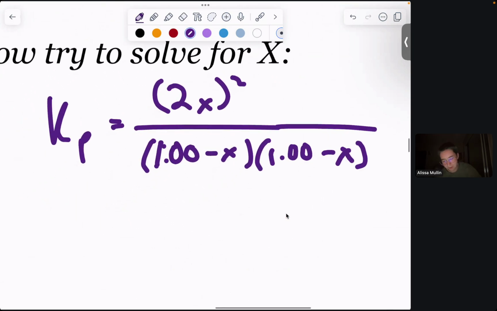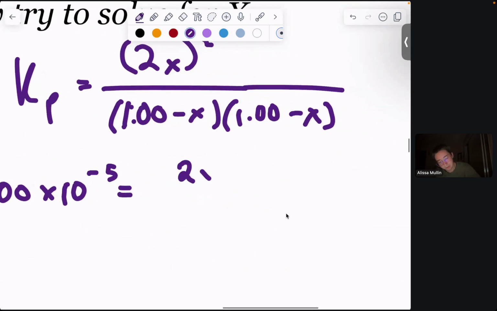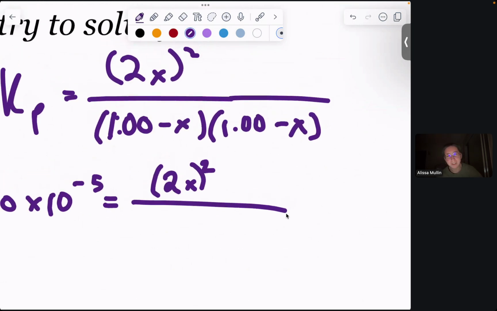Looking at that denominator, hold on. I'll plug in my value for K. Was it 5? I think so. 2x squared. And then hopefully we recognize, oh, well, this and this multiplied together, that's the same as it being squared, right? So I can just write this like that.